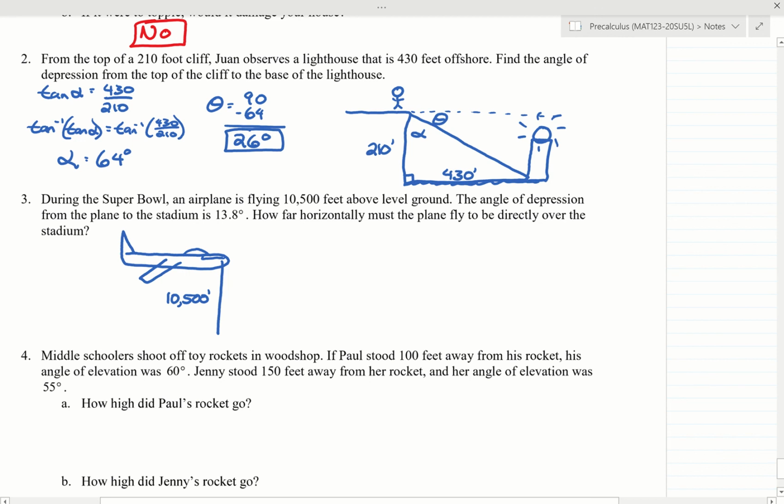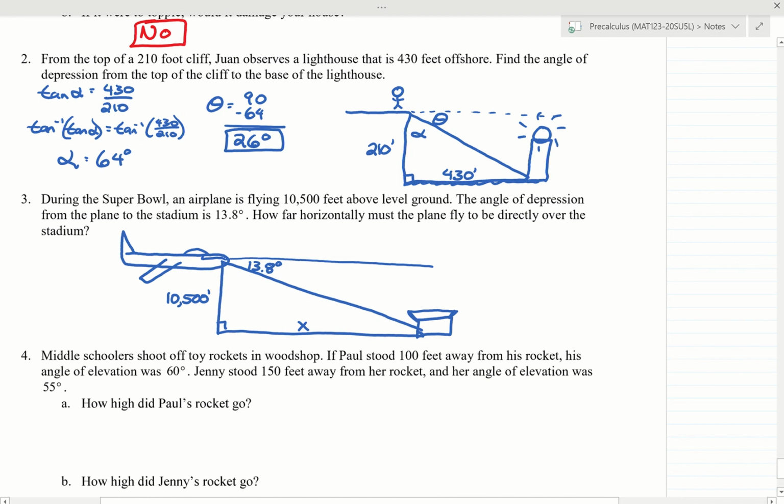The angle of depression from the airplane to a stadium. Remember, angle of depression, we look straight out and then go down. So this is 13.8 degrees. How far horizontally? That's what the question is. How far horizontally must the plane fly to be directly over the stadium? And the stadium looks like it would be over here. It's like a Penn State stadium.